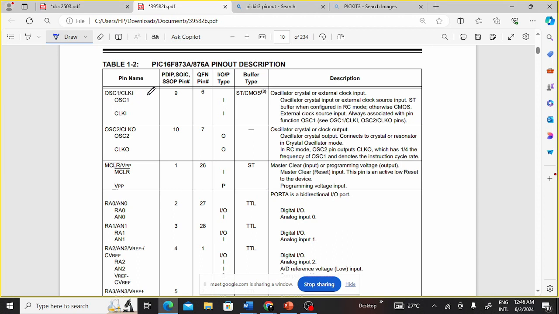OSC1 or clock input 1 is on pin 9 if you are using SOIC. Of course, I explained this PDIP, which is dual inline package. If you're using this kind of package, QFN, these are the pin numbers at which it is. Crystal oscillator or an external clock input, that's what this pin does. Oscillator crystal input or external clock input, or Schmitt trigger buffer when configured in RC mode, otherwise CMOS, external clock source input.